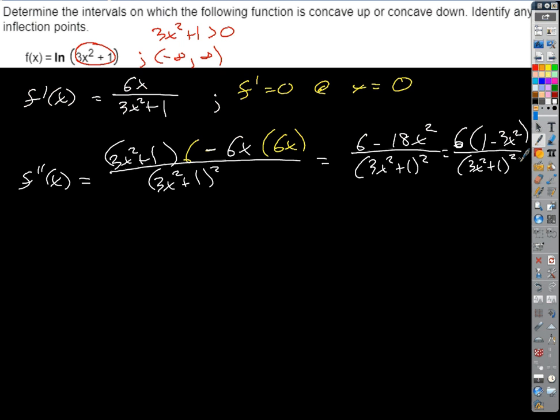So are there any places where the first derivative equals 0? The first derivative is going to equal 0 when that is 0, right? Would you agree? So when 3x squared equals 1, which would be when x equals plus or minus square root of 1/3, if I just divide by 3 and take the square root. Okay? So now we've got everything we need to do our table.